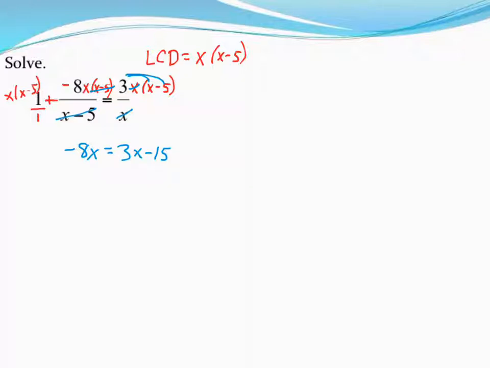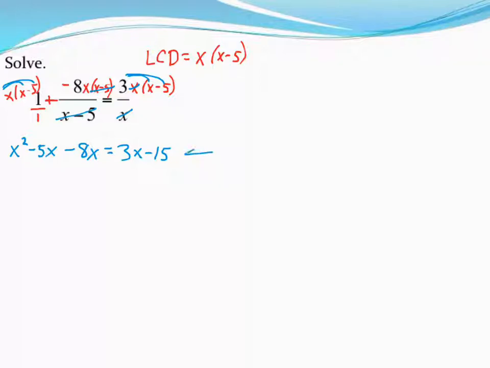And finally, nothing gets eliminated in that first piece, but that's okay. Nothing cancels out. But remember, it wasn't really even a fraction to begin with. It was just 1 over, and we made it over 1 just to remember to multiply there. So all I need to do is multiply 1x times x minus 5, so I'll distribute and get x squared minus 5x.